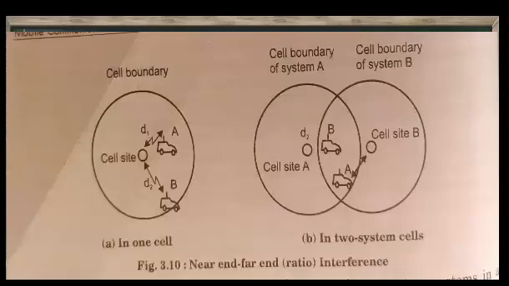Same situation in two system cells. If a cell site A subscriber receives the signal from cell site B, then again interference will be created due to these two cell system cells. Okay, with the help of this figure we can understand near end and far end interference.